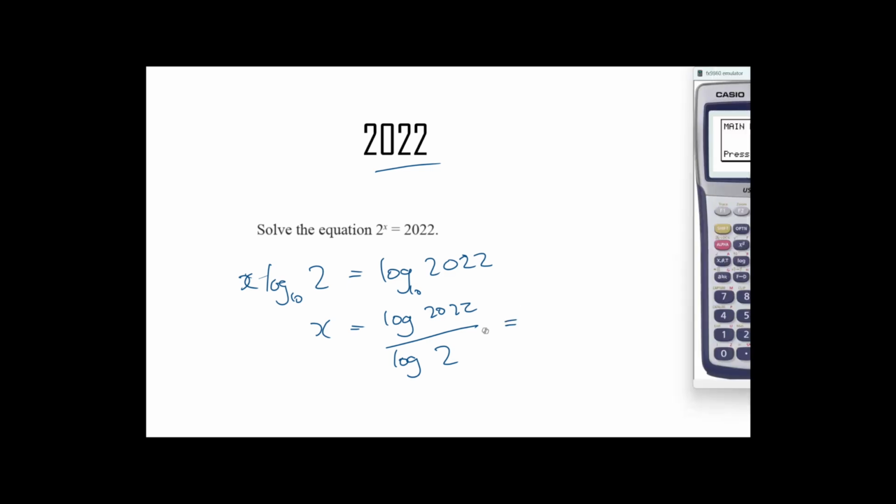So let's take log 10, I guess, of 2 is going to be equal to log 10 of 2022. So therefore x must be equal to log, and I'm going to get rid of the base there, log 10 over log of 2. And then we go to the calculator.